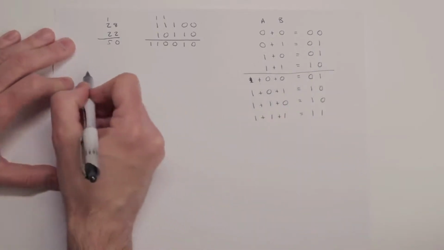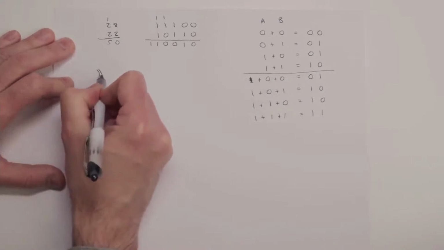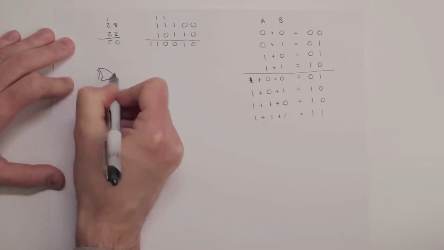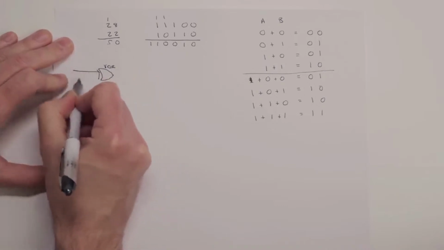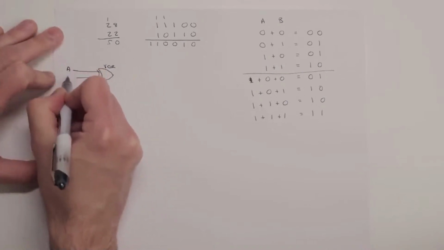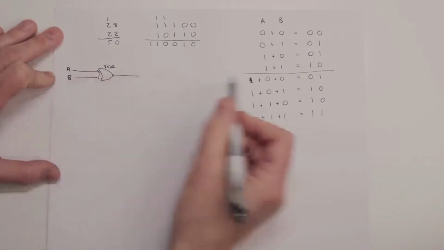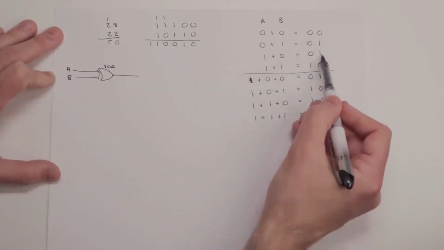So we can actually start to build this, right? So we can have an exclusive OR gate here. This is how you draw an exclusive OR. And we have our A and our B coming in. And then coming out is going to be this right here.